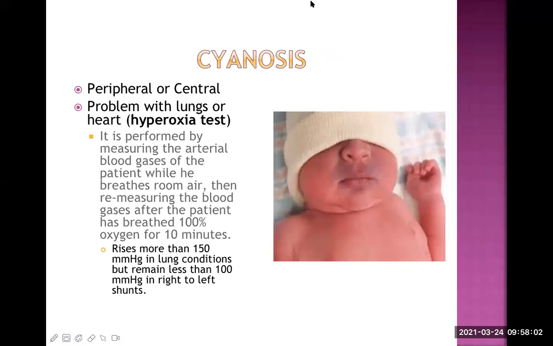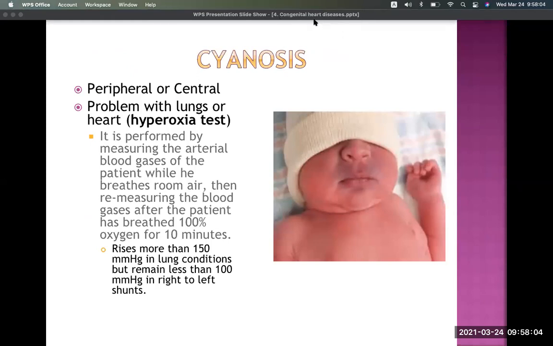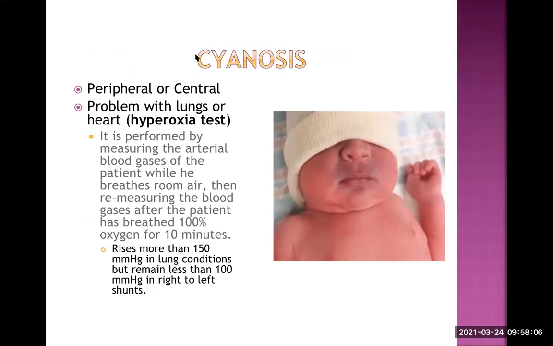Now, there is one important test which we do just to make sure what is the cause of this cyanosis here. And this test is known as the hyperoxia test. Cyanosis can occur in pulmonary disorder as well as in cardiac disorder. The common cause of cyanosis in cardiac disorder is cyanotic heart disease. That's what we are talking about now.